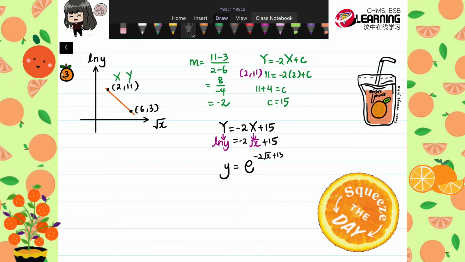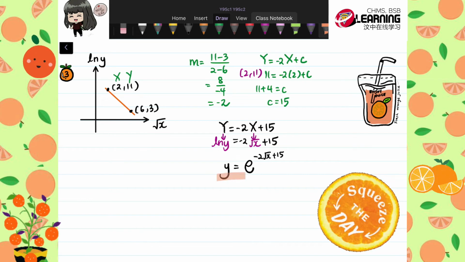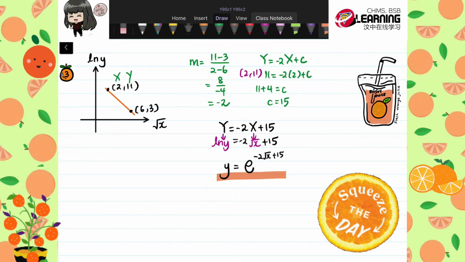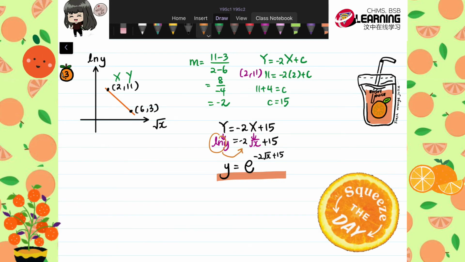This is under the log chapter, the laws of log. Hope you remember. If not, this is where you're going to recap again. So this ln, I move over, so it becomes e. Okay, that's for question 3.